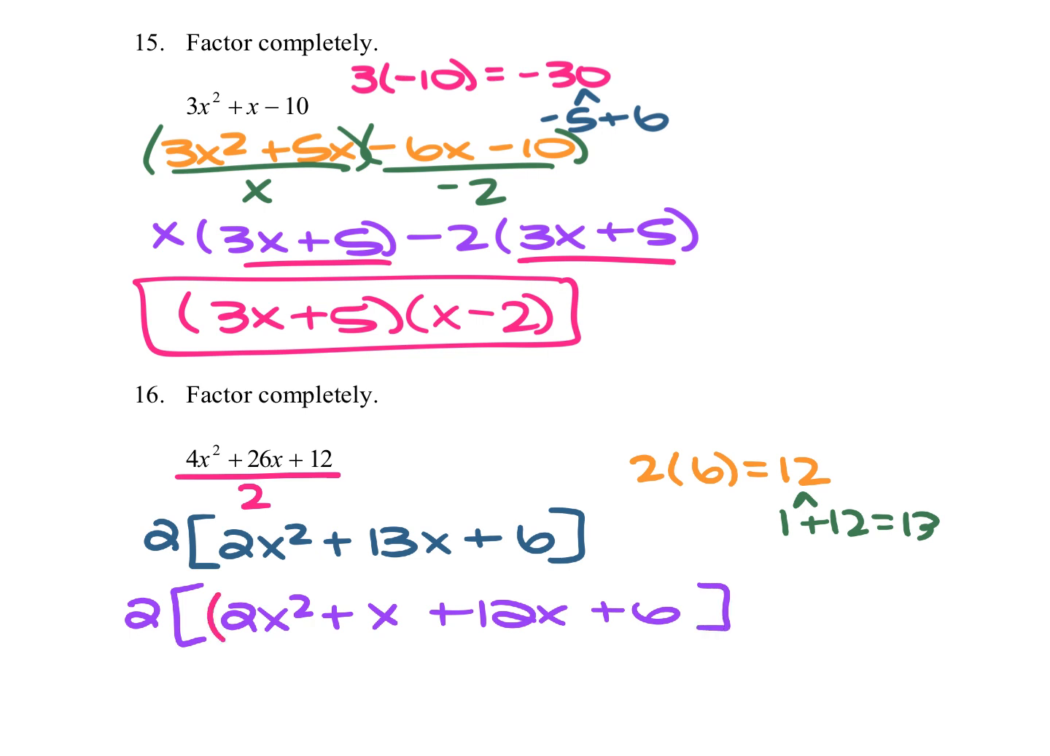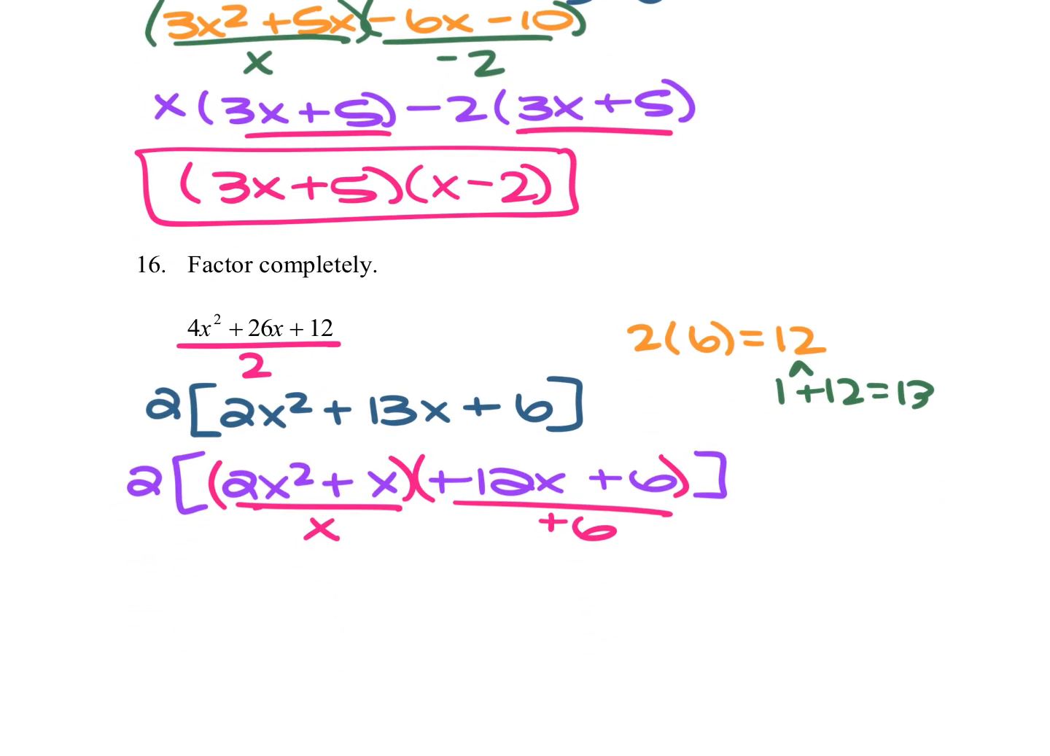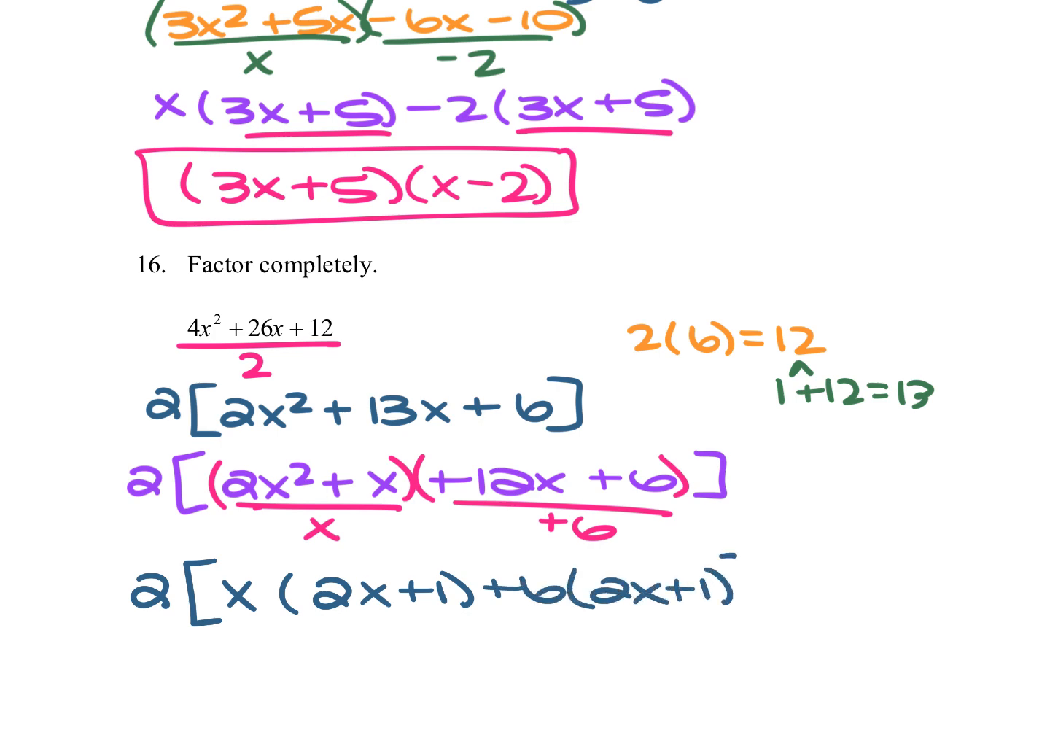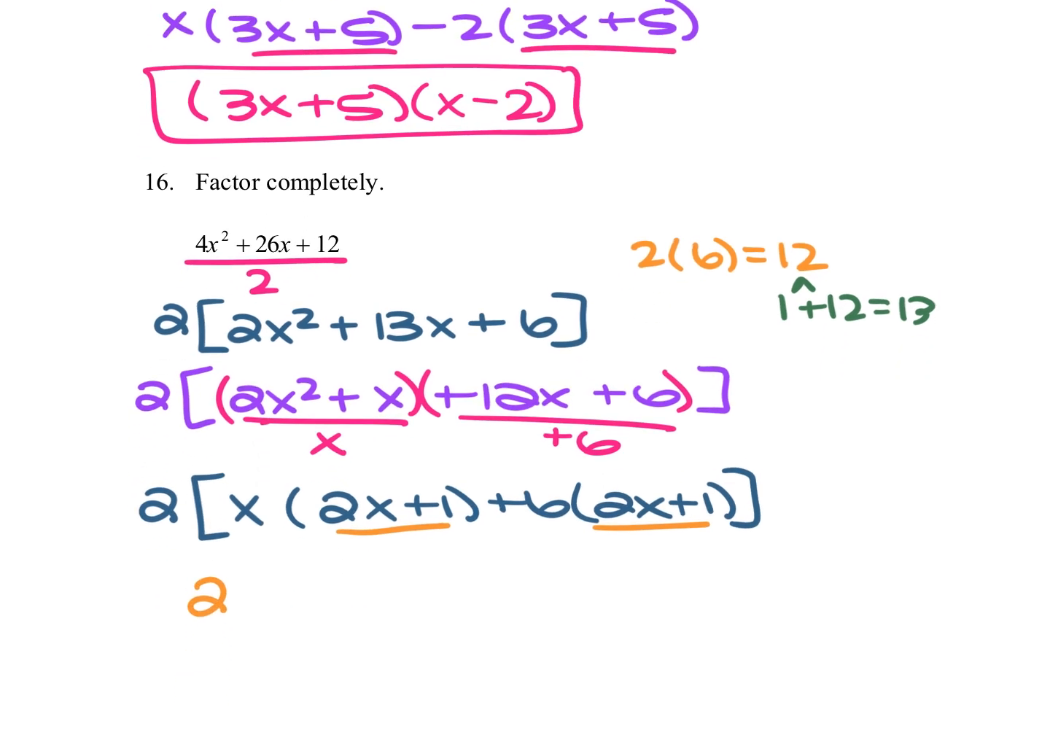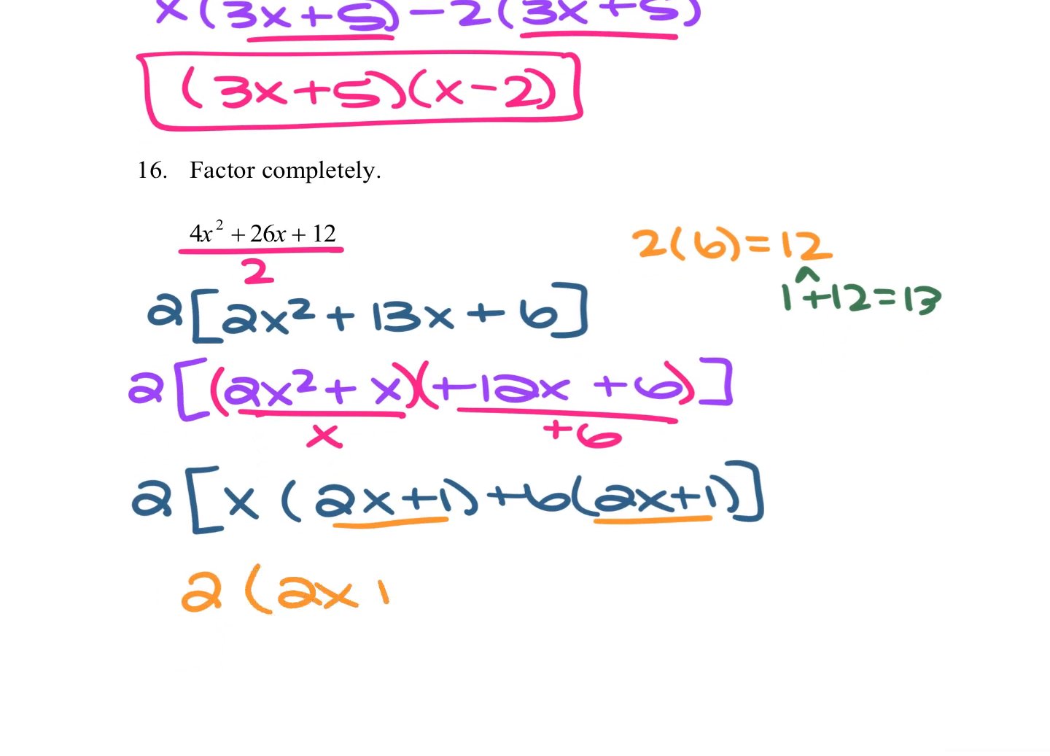Group the first two within the brackets, group the second two, and factor out the greatest common factor from both of these. First is going to be x, second is going to be 6, so it's going to give you 2 times x times 2x plus 1 plus 6 times 2x plus 1. Your two sets of parentheses are identical, so that leaves you with 2 times 2x plus 1 times x plus 6.